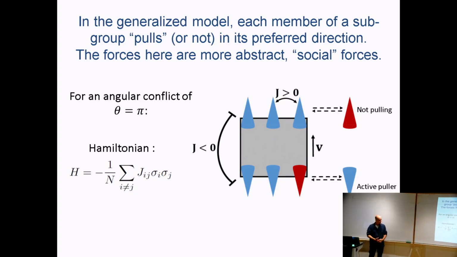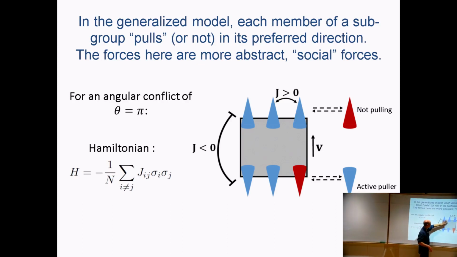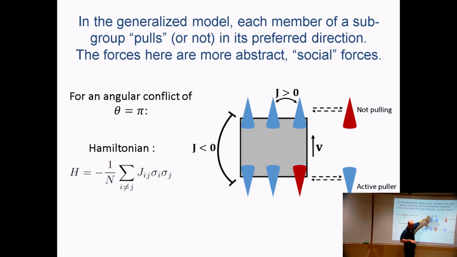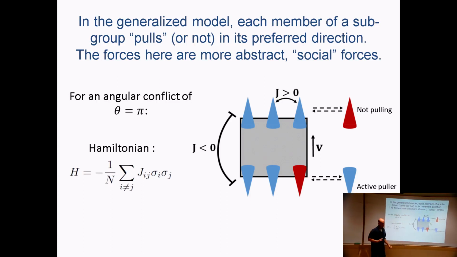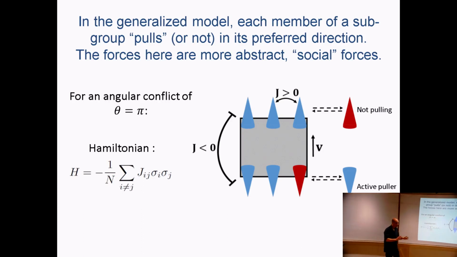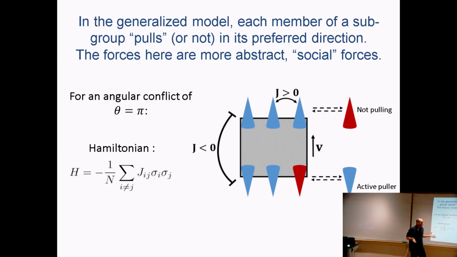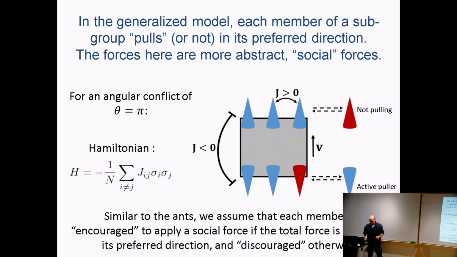When you say pull, do you mean also push? No, they can either exert this social force on the group to go in their direction, or they can be quiet. By lifting? Well, in the case of the ants, it's by lifting. But now, since it's more abstract, it's the carrying of the group itself. There's nothing to lift because there's no real friction now to overcome. So these are in words what I just told you.